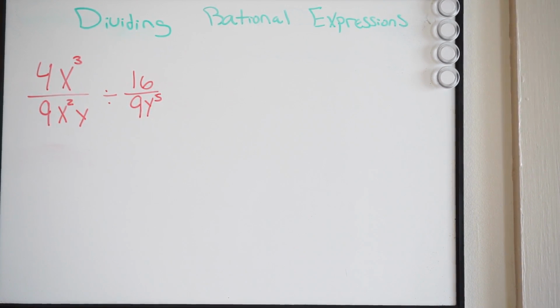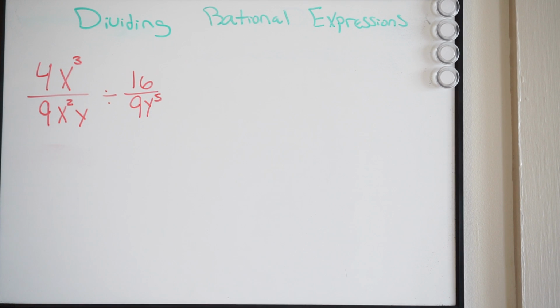Alright guys, so in the last example we were talking about multiplying rational expressions. Okay, in this example, we're going to be talking about dividing rational expressions. Now, it's pretty much the same except for one step that you have to remember.